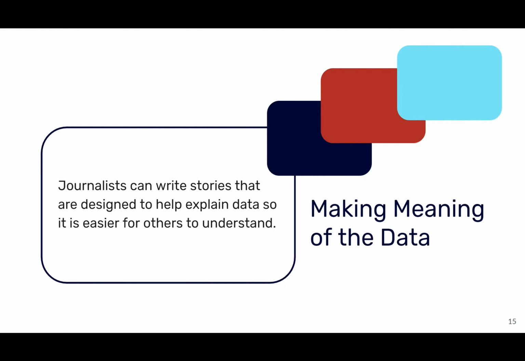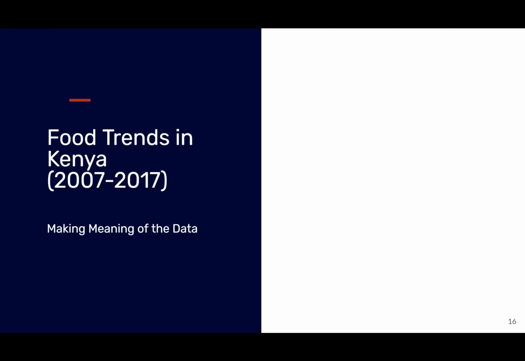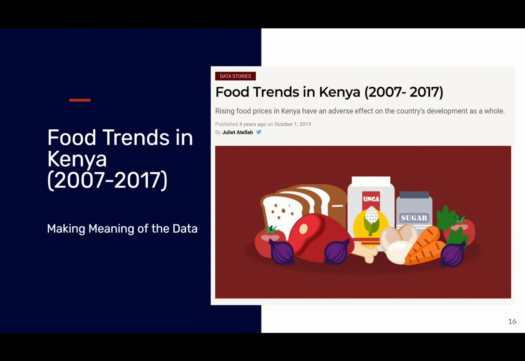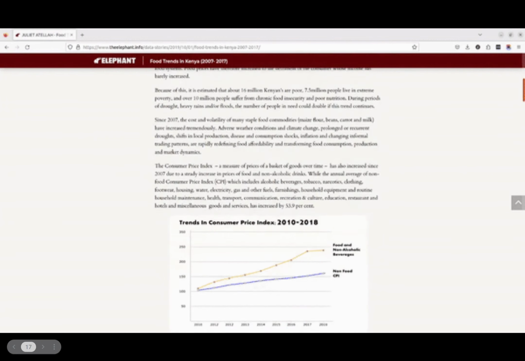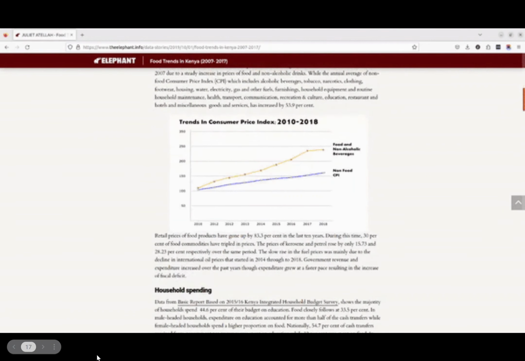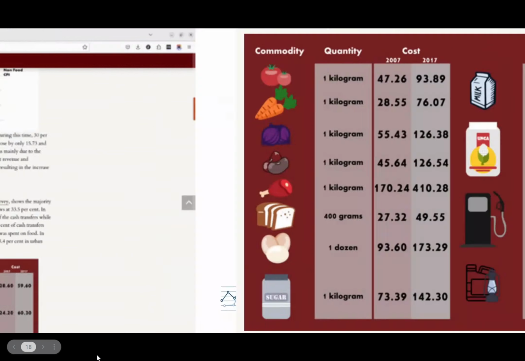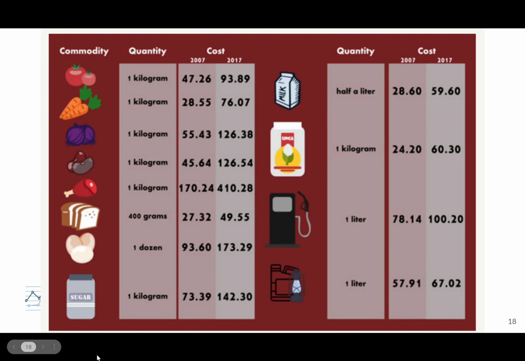The third type of data journalism is a data explainer. Journalists can write stories that are designed to help explain data so it's easier for others to understand. An example of this is the article, Food Trends in Kenya, 2007 to 2017 by Juliet Atela. Juliet sought to explain the impact of rising food prices on Kenya's development and how droughts, corruption, inefficiency, and a demographic bulge have put pressure on the country's food systems.